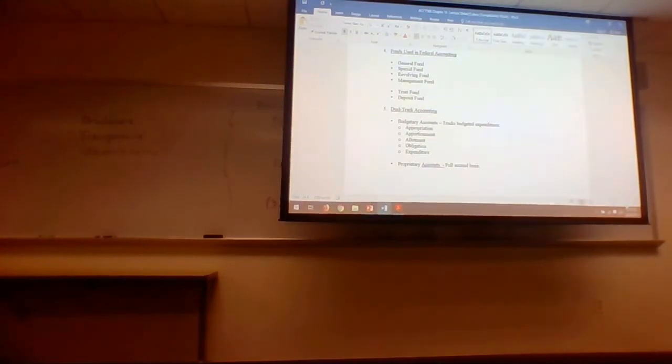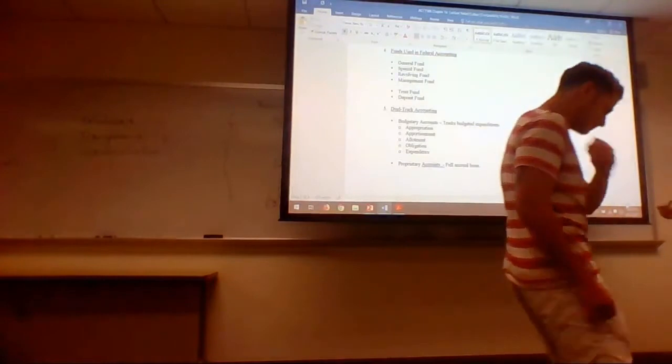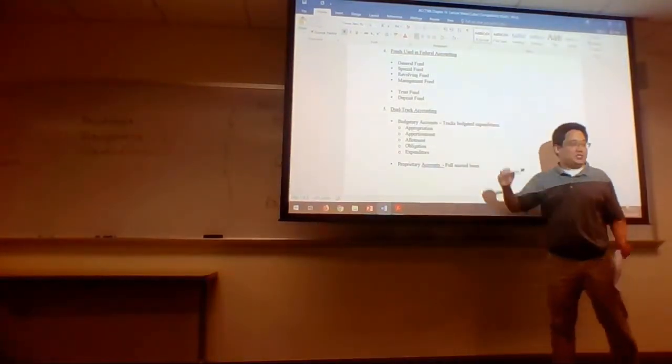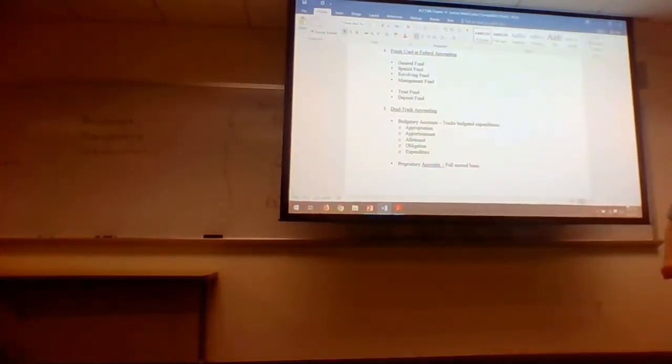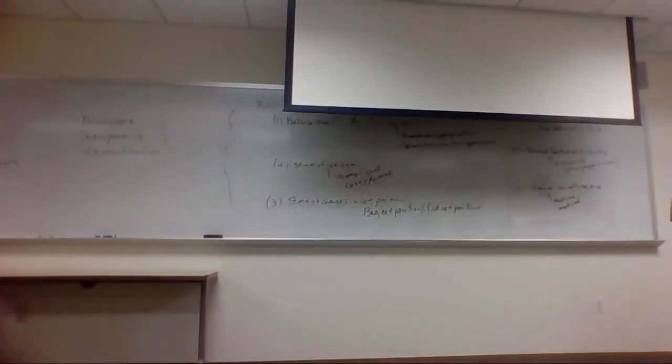Okay, so what are the different types of budgetary accounts we're going to use? This is going to be on the test next. We have appropriation, apportionment, allotment, obligation, and expenditure. Let's list them on the board, and we'll talk about what they mean, and then we're going to do a problem together.